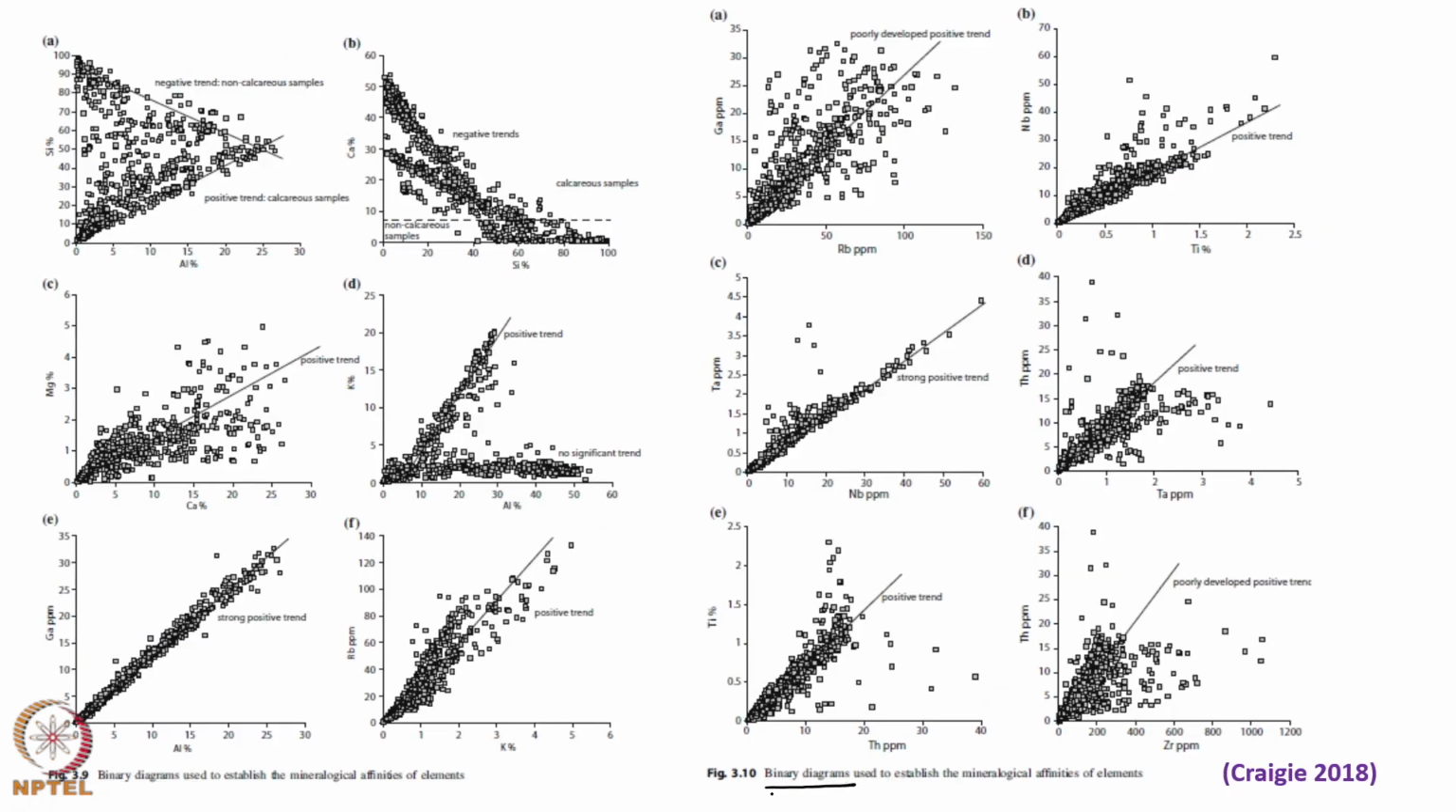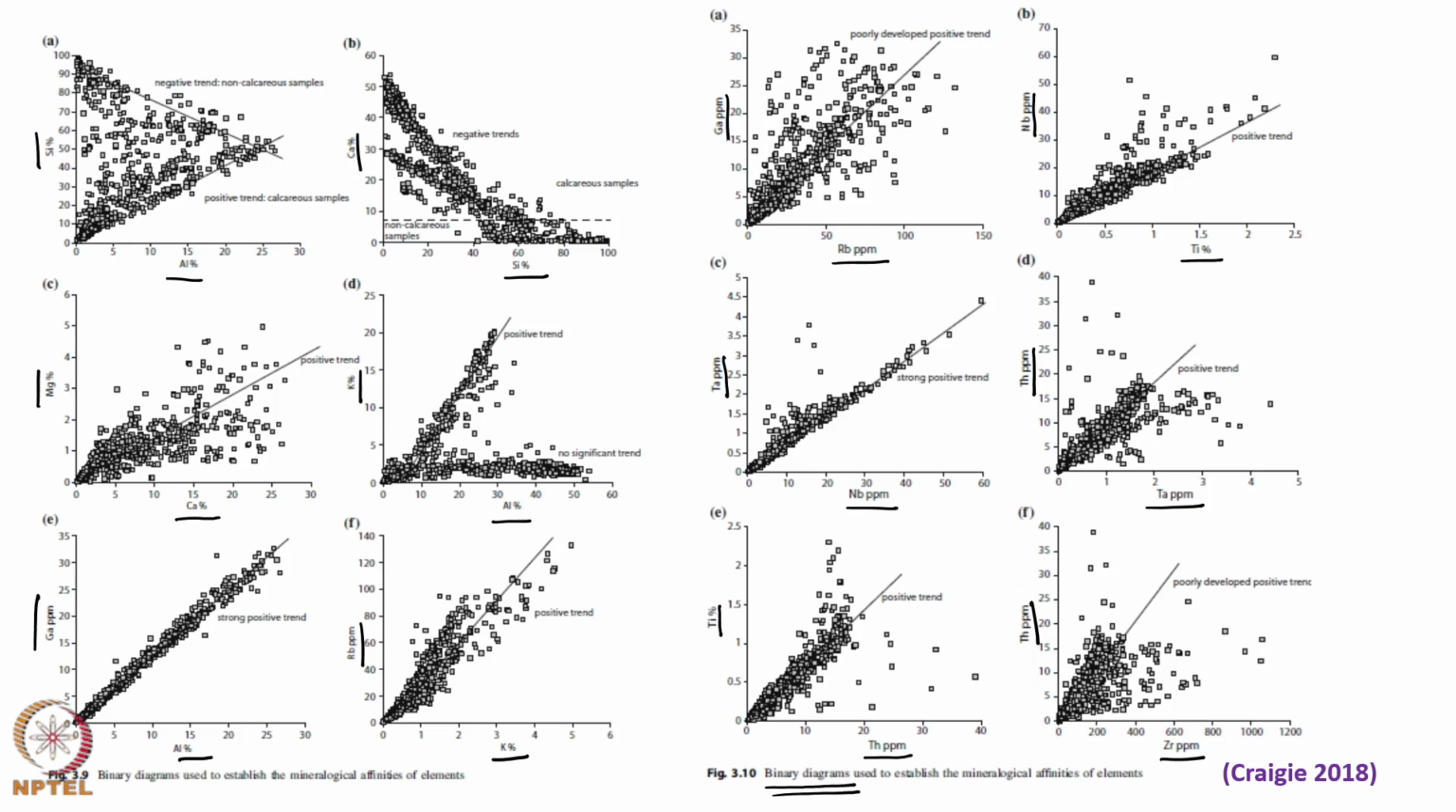Binary diagrams are of great use in chemostratigraphy, where Ti percentage, thorium in ppm, Ta in ppm, Nb in ppm, Ga in ppm, Rb in ppm are plotted along x and y axis and the rock data are plotted. Similarly, Nb in ppm, Ti percentage, thorium in ppm, Ta in ppm, then thorium in ppm and Zr in ppm, and then potassium percentage and Rb in ppm, aluminum percentage and potassium percentage, calcium percentage and Si percentage, Al percentage and Ga in ppm, Ca percentage and Mg percentage, Al percent and Si percent are of great use.